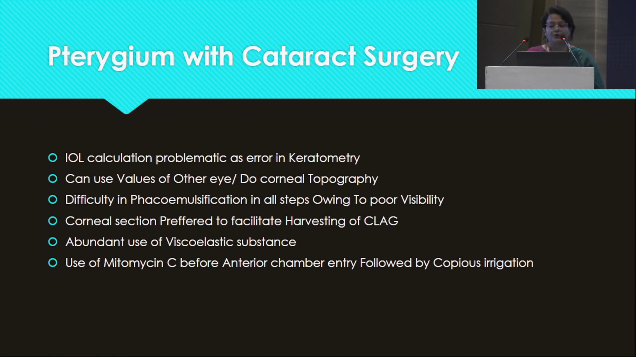We have to decide whether we want to do it as 2 procedures, because phacoemulsification in all its steps is not so easy if the visualization is hampered. A clear corneal section is preferred, because we have to take a graft from the superior part. At all steps of cataract surgery, OVD is used. And if mitomycin C has to be used, then we don't open the anterior chamber until mitomycin C has been applied and copious irrigation has been done to wash it off.